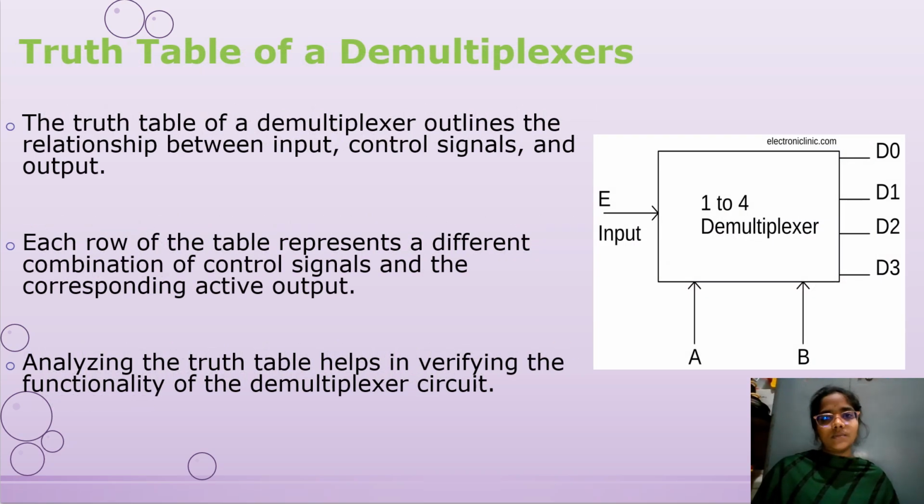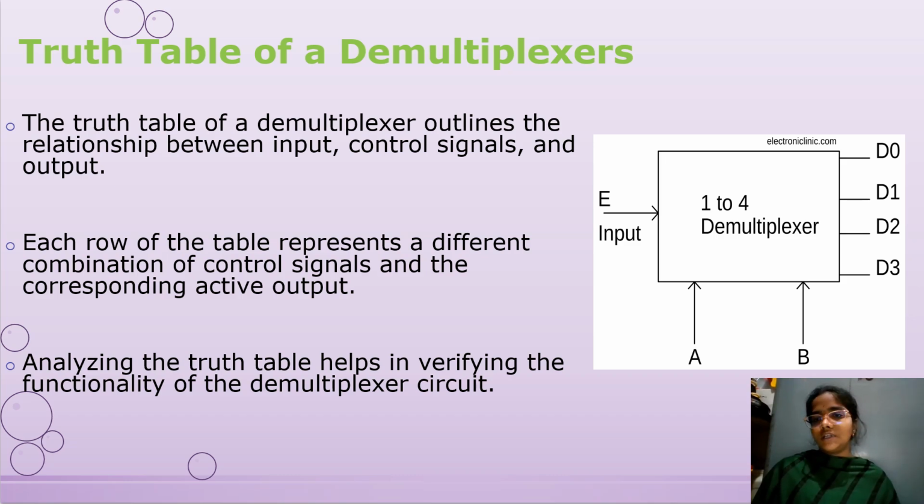Here is the truth table of a demultiplexer. The truth table of a demultiplexer outlines the relationship between input control signals and outputs. Each row of the table represents a different combination of inputs, control signals, and the corresponding active output. Analyzing the truth table helps in verifying the functionality of the demultiplexer circuit.